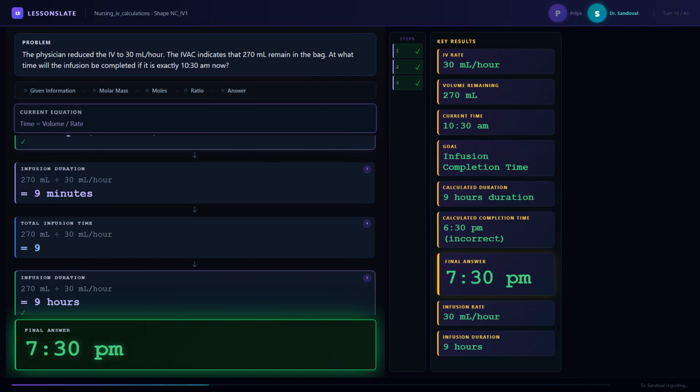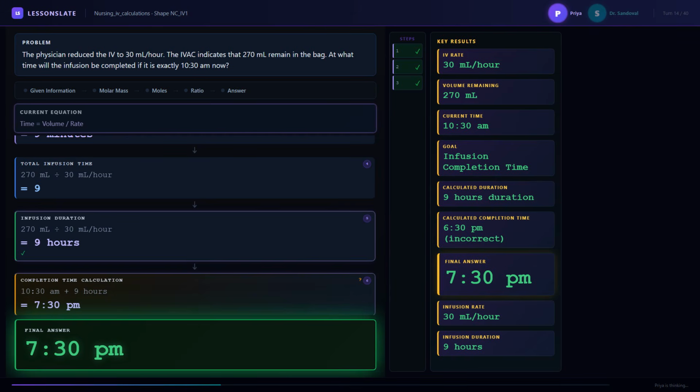Now that we know the infusion time, how do we use the current time of 10:30 a.m. to find out when the infusion will be completed? Okay, so we have 9 hours to add to 10:30 a.m. I would just add the hours. So 10 plus 9 is 19. And then we have the 30 minutes. So 19:30, which would be 7:30 p.m. Is that what I should do?